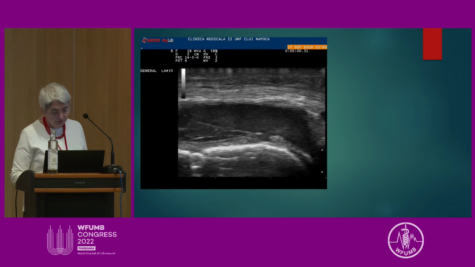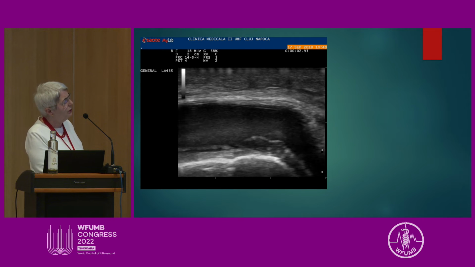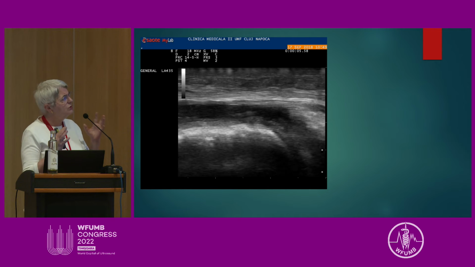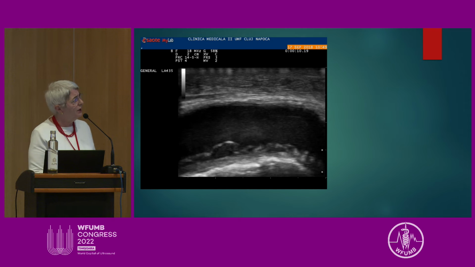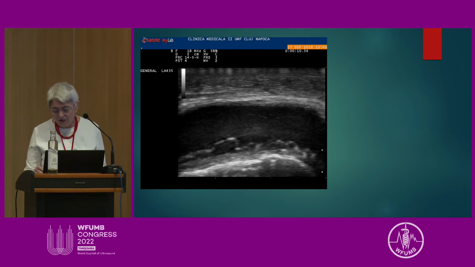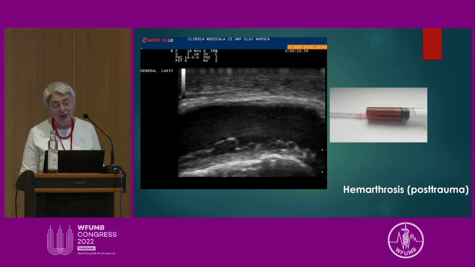Let's see another case, quite similar. This homogeneous fluid seems to have some septa. Let's start the movie. Indeed, this is fluid. This is fluid. Quite homogeneous, but this hypoechoic aspect and septa are very important. Of course, a puncture. This was blood. And of course, I already knew from the history taken from the patient before ultrasound that it was a trauma, and this was hemarthrosis, and this fluid is not inflammatory despite this aspect.